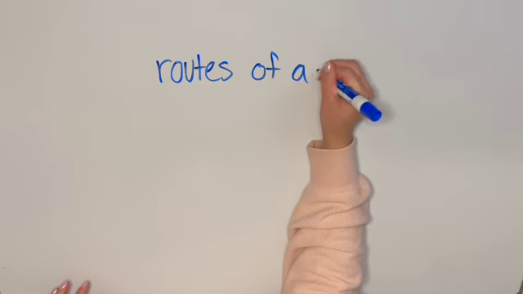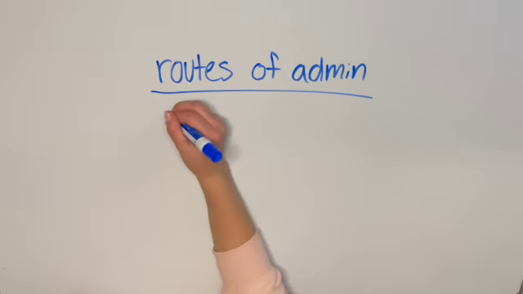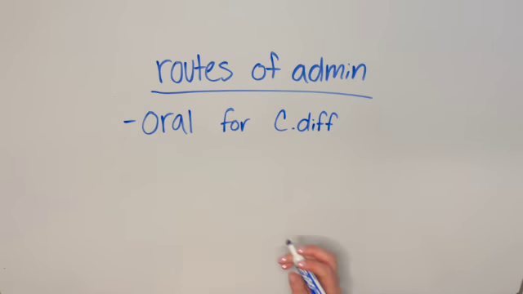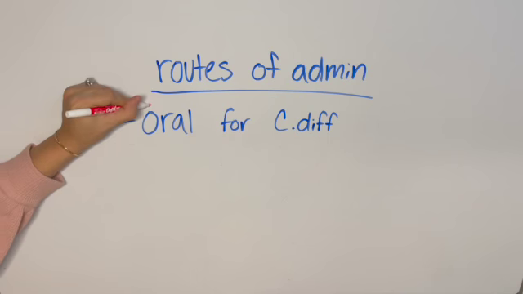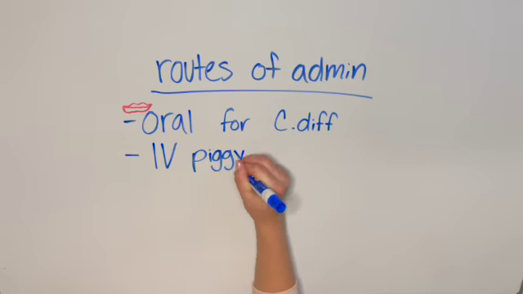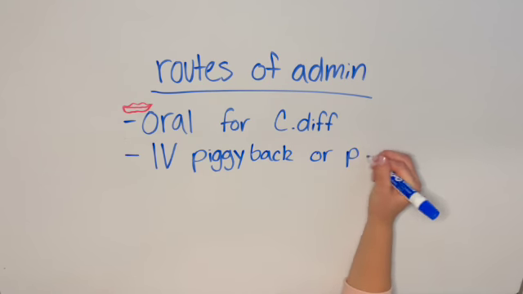Routes of administration for vancomycin include oral and IV. Vanco will be given orally if the patient has C. diff. It can be given IV piggyback and push for all other infections.